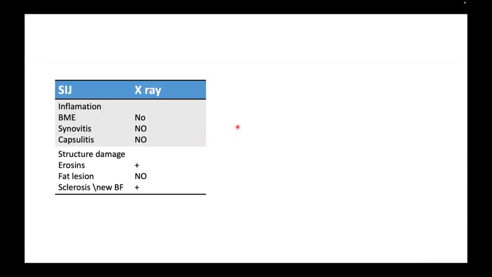The problem with X-ray is that it cannot see the kind of inflammation that we see with other imaging modalities. X-ray cannot see bone marrow edema. X-ray cannot see synovitis or capsulitis. X-ray is good for erosion, but it cannot see fat lesions, which are another structural damage feature. X-ray is also good for sclerosis and new bone formation, but is less sensitive compared with CT scan.